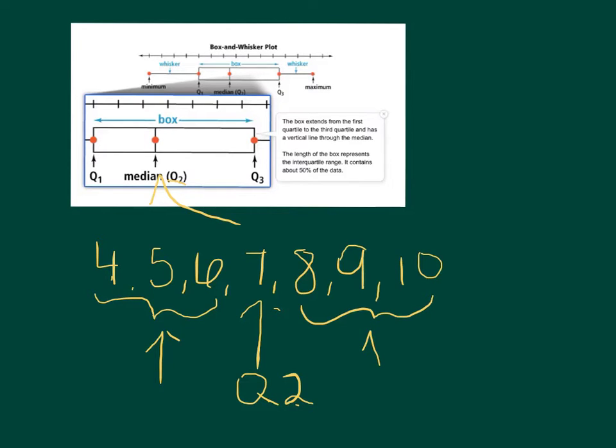The box contains these numbers. And as you can see, if there are any outliers, if 4 was a 0 or 10 was a 24, the box is not changed by an outlier.